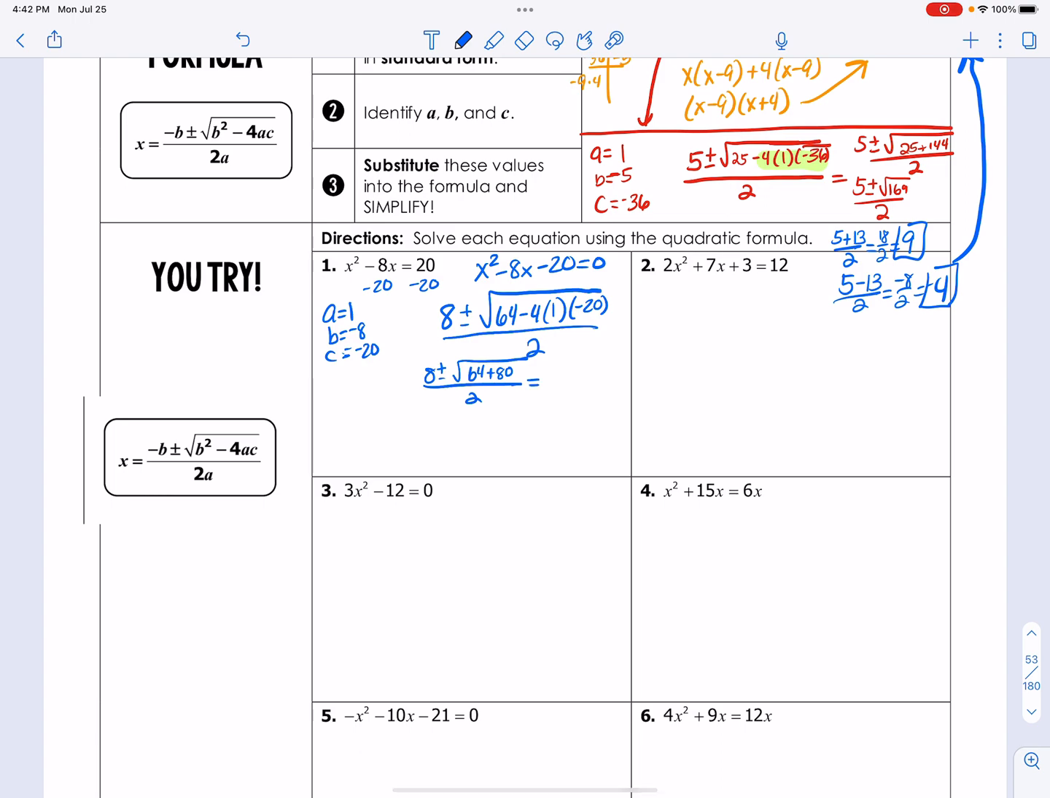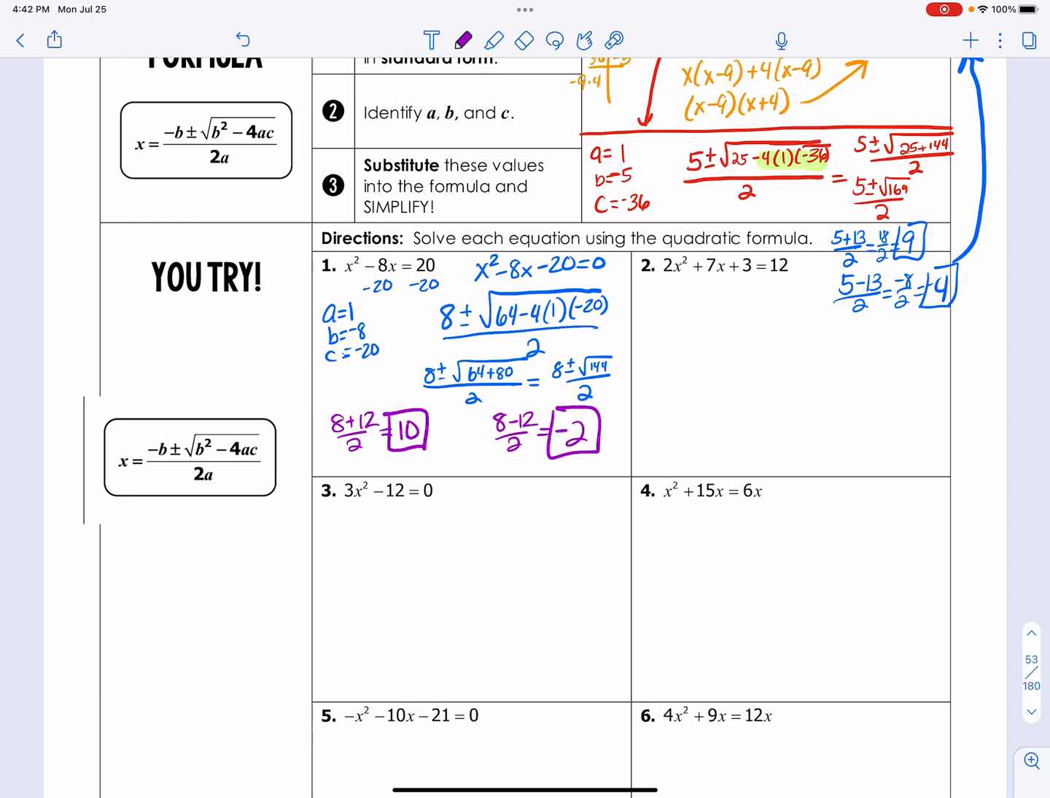And a positive 80, that would be 8 plus or minus the square root of 144 over 2. The square root of 144 is 12, right? So you're going to have one that's 8 plus 12 divided by 2, and that answer is 20 divided by 2, which is 10. And you're going to have one that is 8 minus 12 over 2. So it's a negative 4 on the top over 2, which is a negative 2.